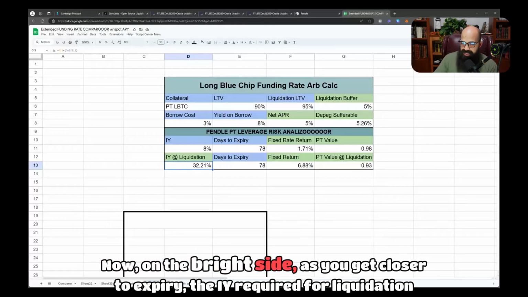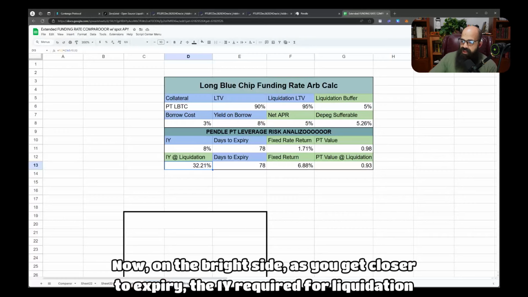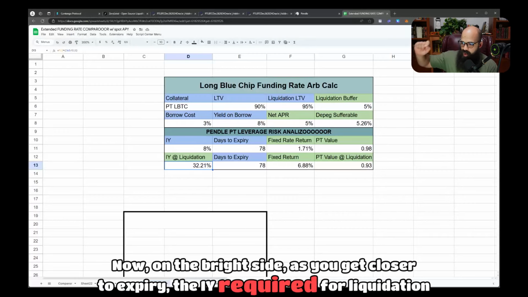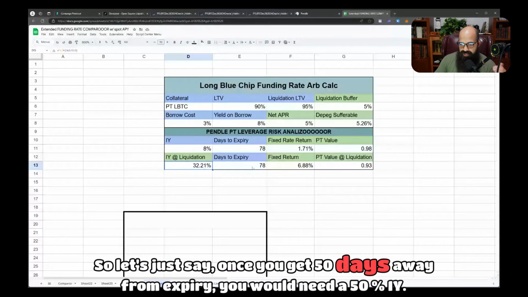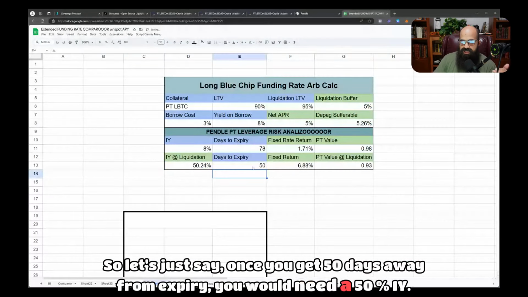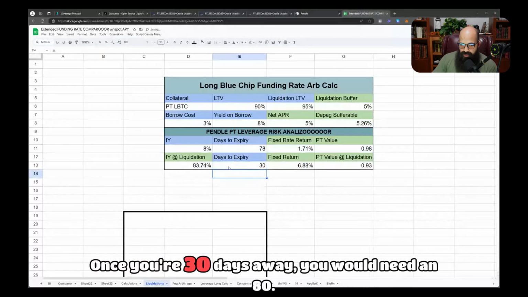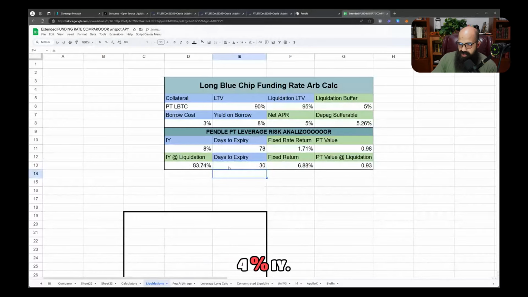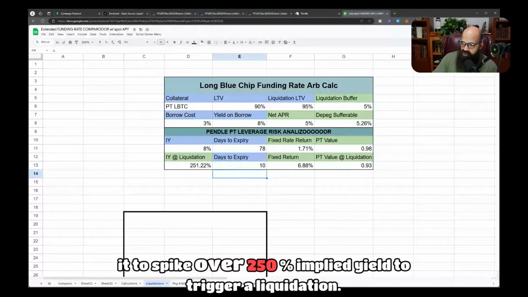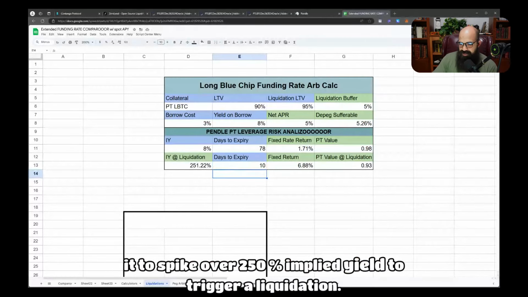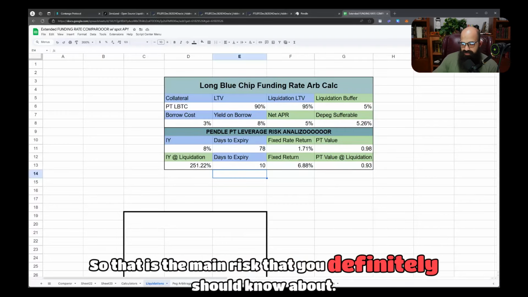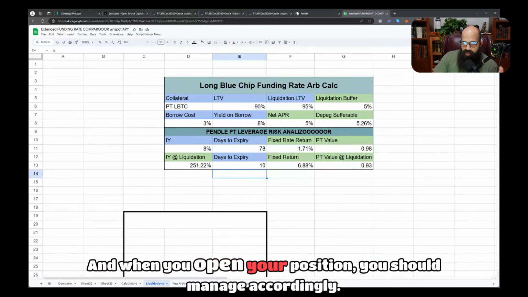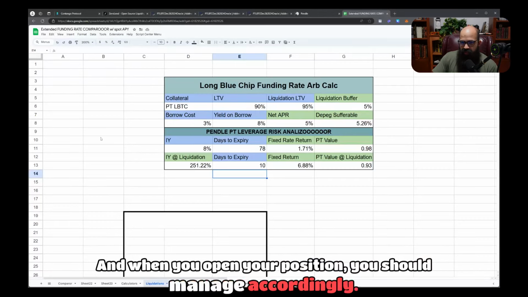Now, on the bright side, as you get closer to expiry, the IY required for liquidation increases exponentially. So let's just say once you get 50 days away from expiry, you would need a 50% IY. Once you're 30 days away, you would need an 84% IY. And once you're 10 days away, you would need it to spike to over 250% implied yield to trigger a liquidation. So that is the main risk that you definitely should know about. And when you open your position, you should manage accordingly.